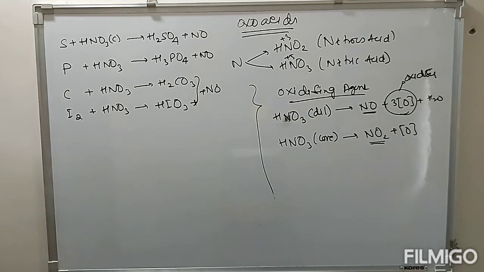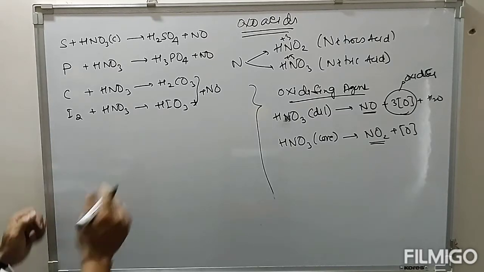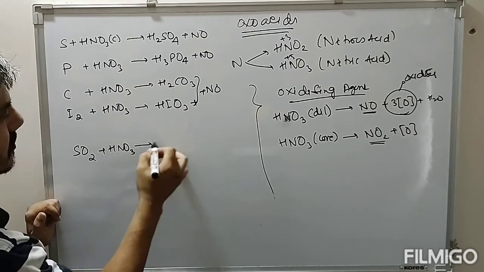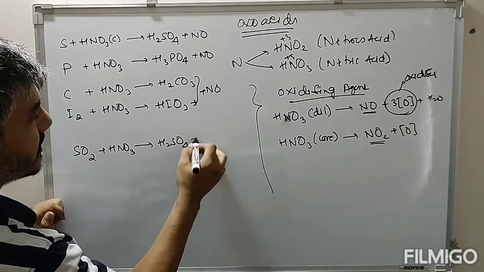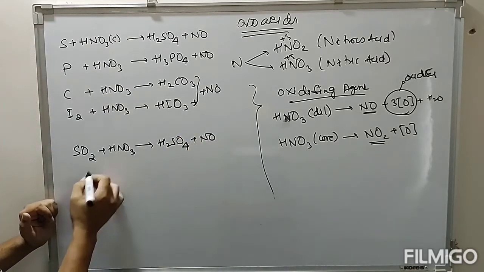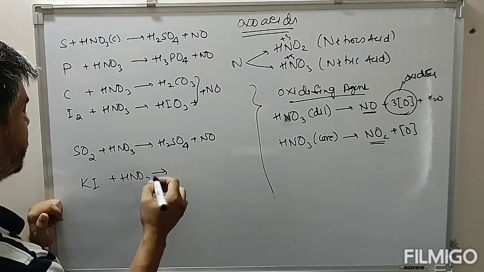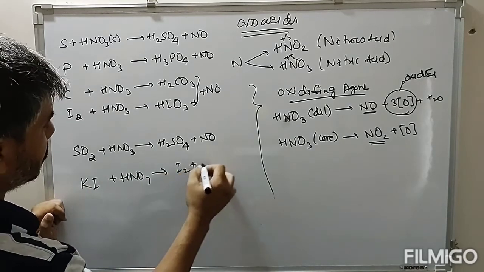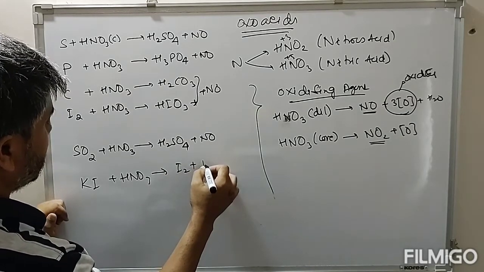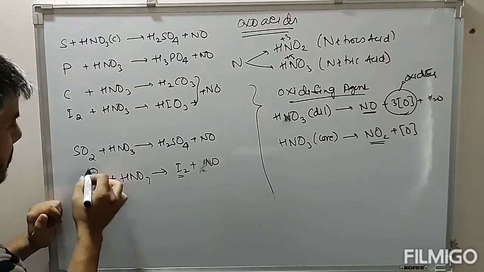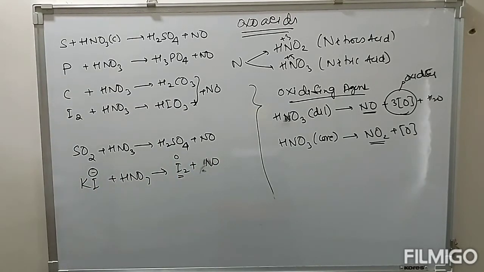If this can oxidize non-metals, the metals can be easily oxidized. So even sulfur dioxide can be oxidized by this to give you sulfuric acid plus NO. We can have KI reacts with nitric acid, when this gives you I2, and this NO is formed. So I minus is oxidized to zero oxidation state. Similarly, look at this.